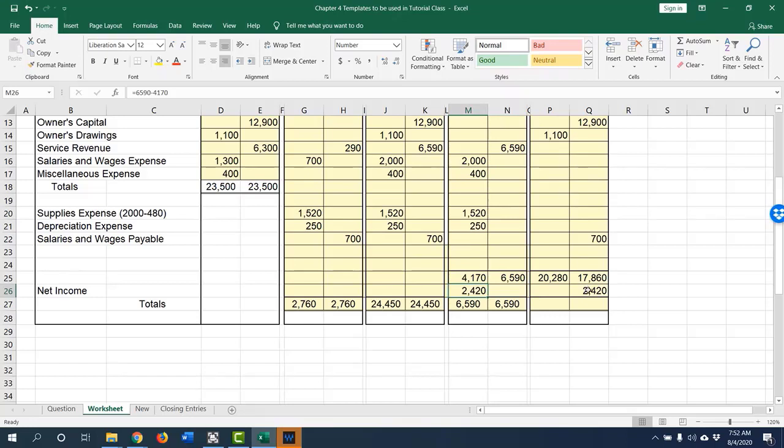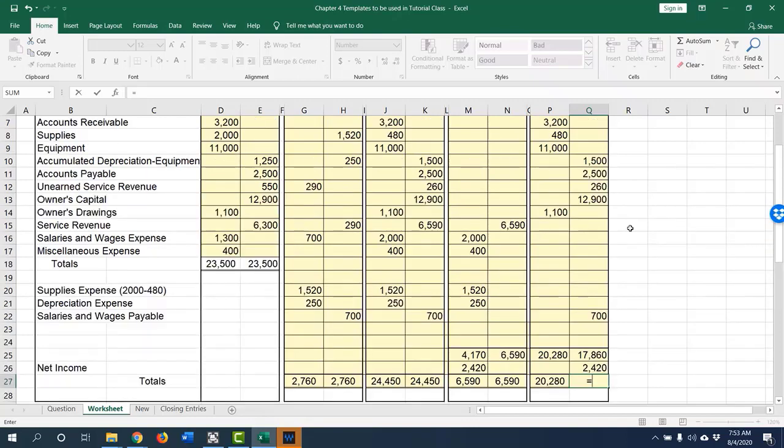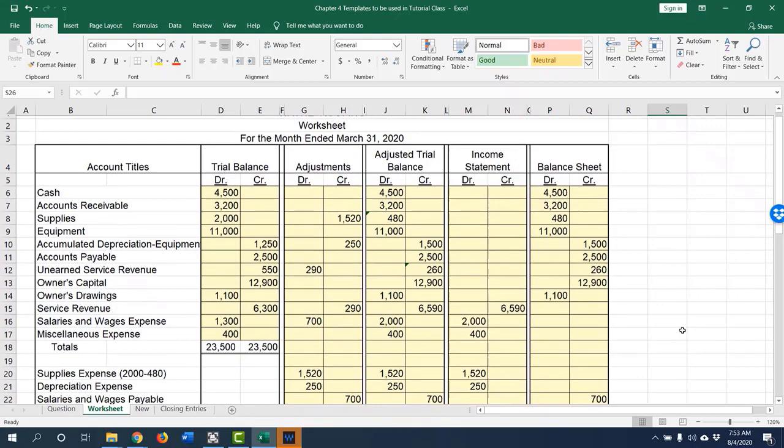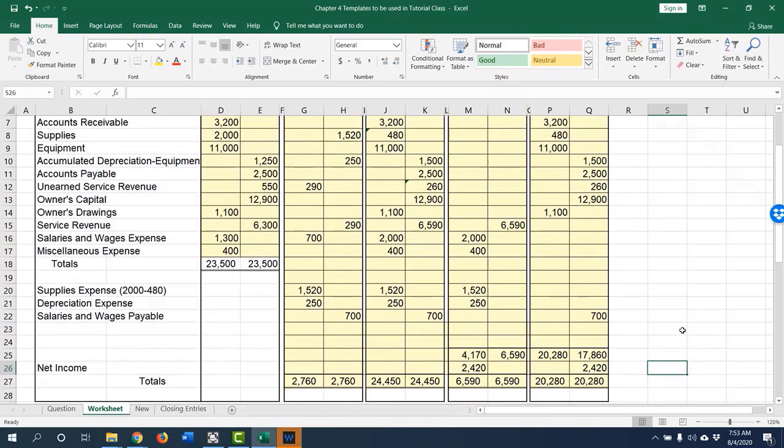And what will it do, just check. What is the total of the debit side? 20,280. Now, if I add the 2420 to the previous summation of the credit side, let's see what we get. Exactly, our two sides are now equal. So we can assume that the problem we have solved so far is accurate. There is a good chance that we have not made any mistake in solving this worksheet.